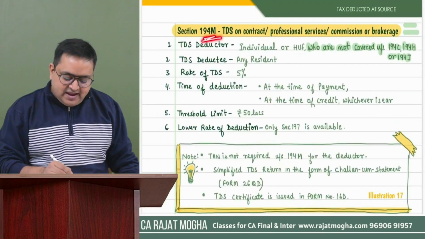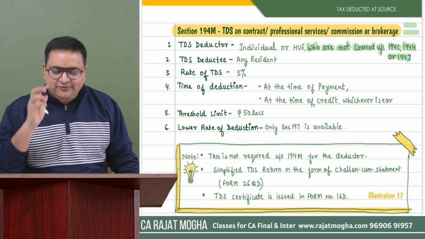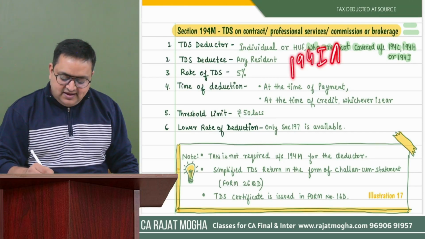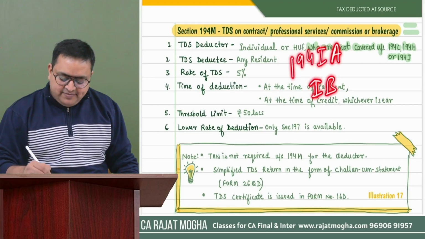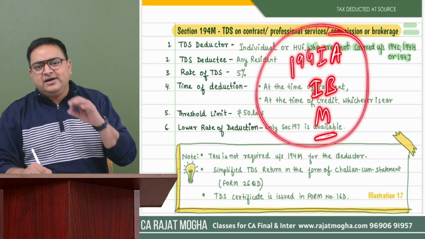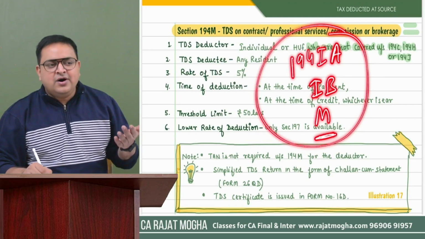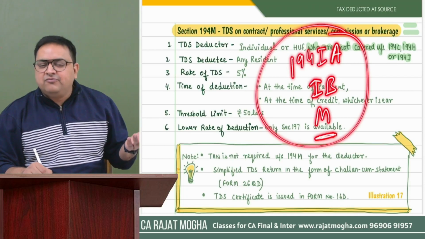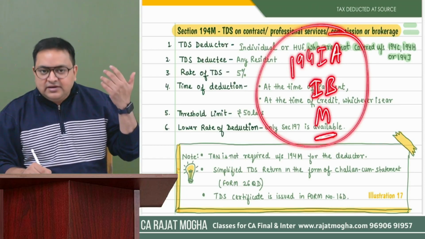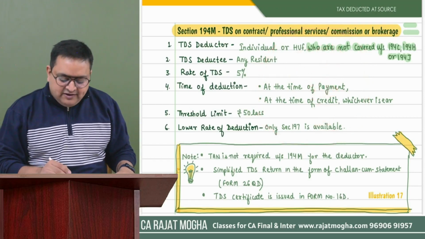Okay. 194M, the third section which does not require 10 number. So we have three sections: 194IA, 194IB, and 194M. These three sections do not require 10 number also. So here, individual and HUF who do not have turnover of more than 1 crore or 50 lakh as the case may be, or even who are not into business and profession, they can deduct TDS also.